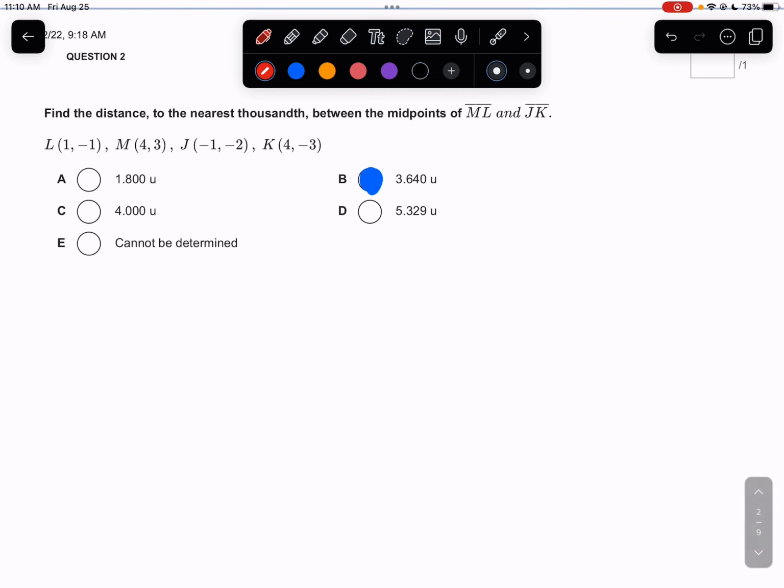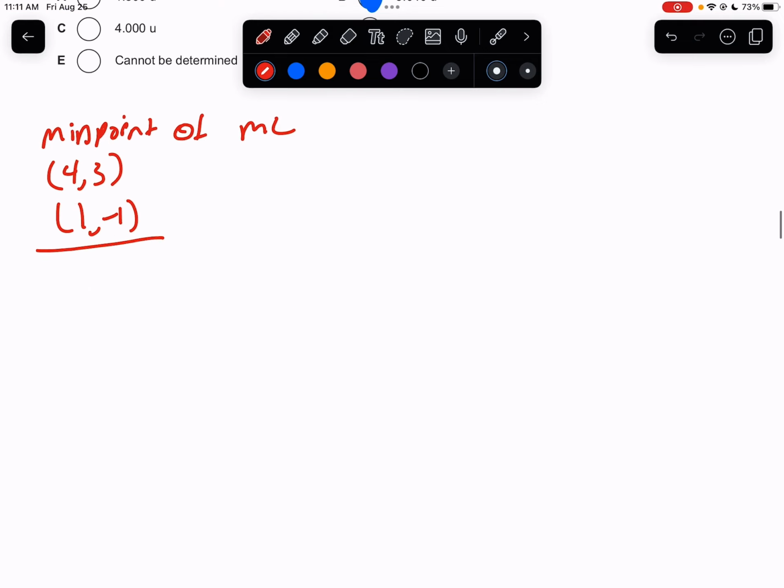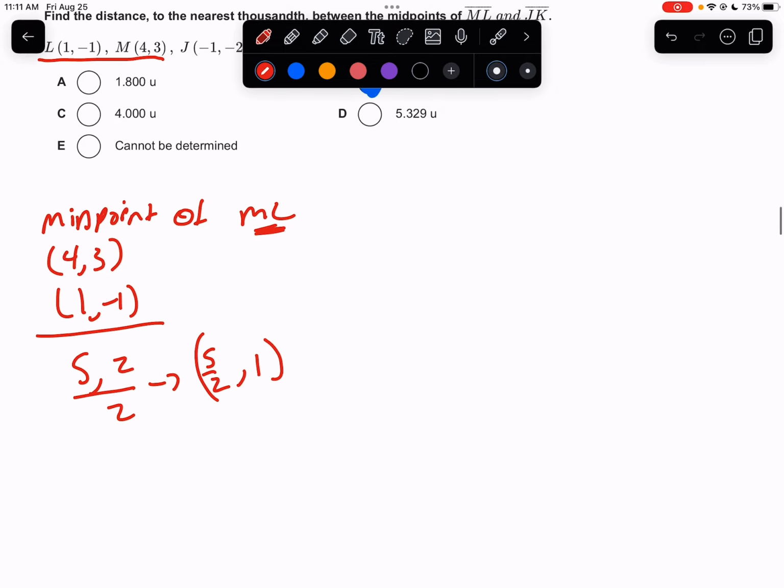Find the distance to the nearest thousandths between the midpoints of ML and JK. So it's the distance between the midpoints. They did not give us the midpoints, so we got to get those midpoints. So we're going to get the midpoint of ML. So here's ML. I'm going to stack those. I have 4, 3, and 1, -1. Midpoint means to add and divide by 2. That would be 5, 2. Divide by 2, and that's going to be 5/2, 1. So there's the first midpoint. That's the midpoint of ML.